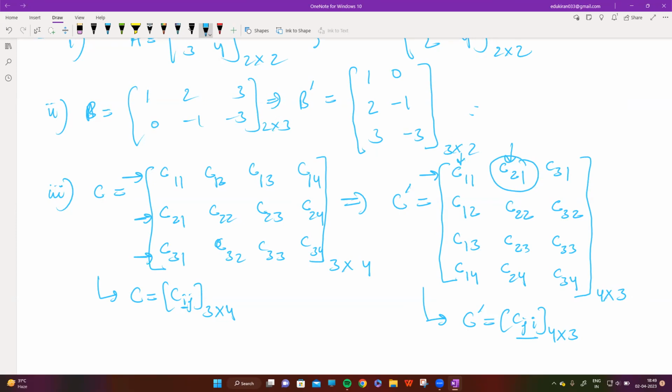Right? So this is CJI if this is CIJ. That is a basic representation. But for your understanding part, I am doing all these things. Otherwise, for questions, you just have to interchange rows with columns. All the time, just think about what can transpose do. Transpose will change the positions of the elements.